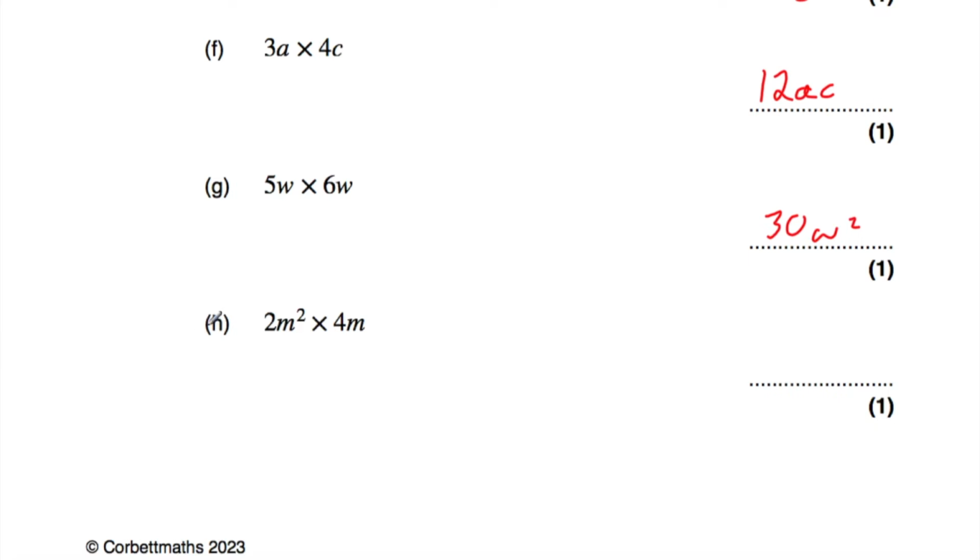Okay, and finally, part H. Part H, we've got 2m squared multiplied by 4m. So let's multiply the numbers to begin with. We've got 2 times 4, that's 8. And then we've got m squared multiplied by m. So that's m times m times m. So it's going to be m cubed. So if we had m squared and we multiply that by another m, that'll be m cubed. So 2m squared multiplied by 4m would be 8m cubed. And that's it.